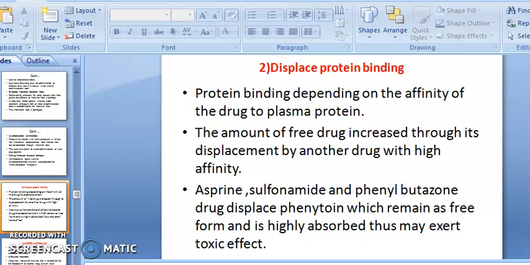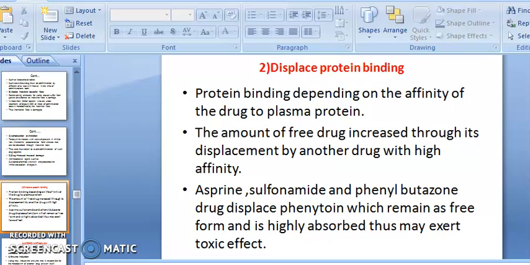The amount of free drug increases through its displacement by another drug with high affinity. Displacement will take place if your drug has high affinity. Aspirin, sulfonamide and phenylbutazone displace phenytoin, which remains in a free form and is highly absorbed, thus may exert a toxic effect.